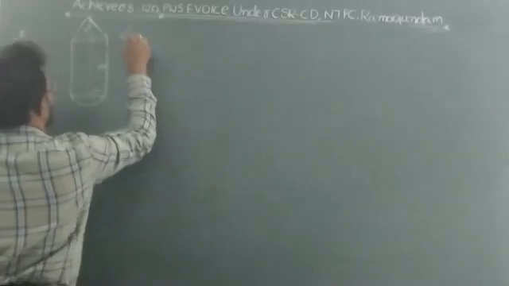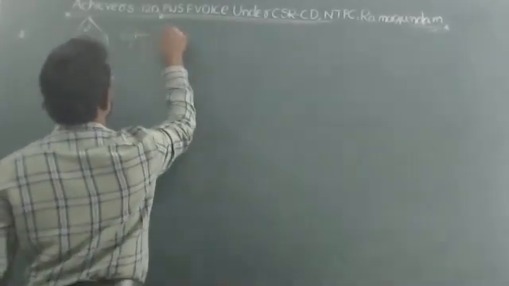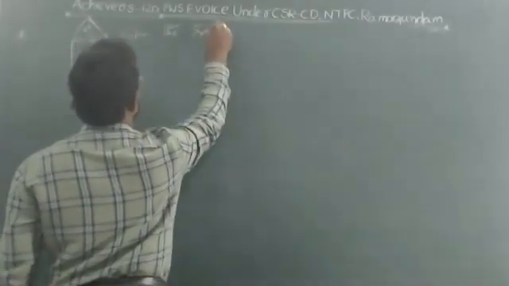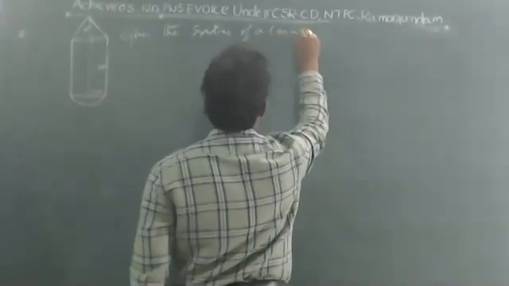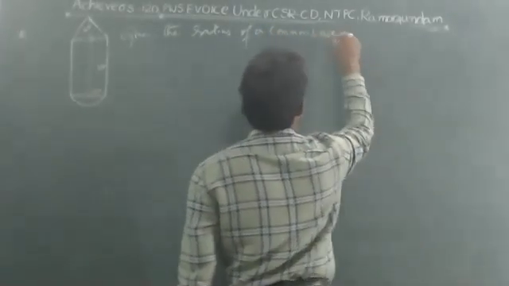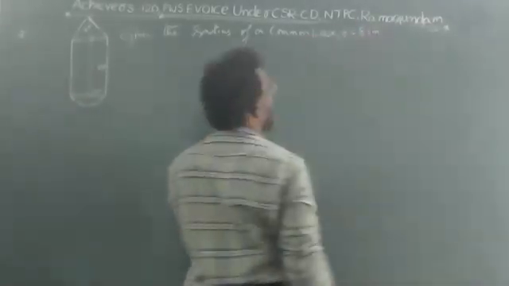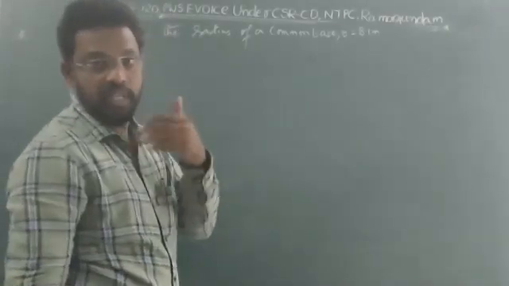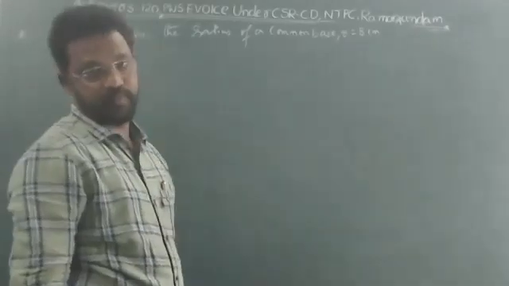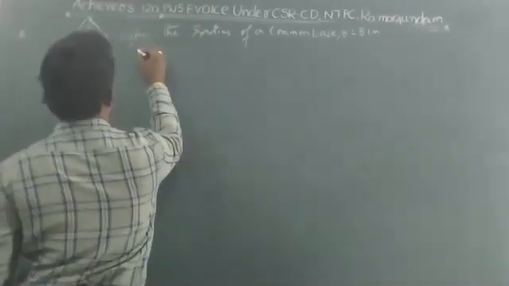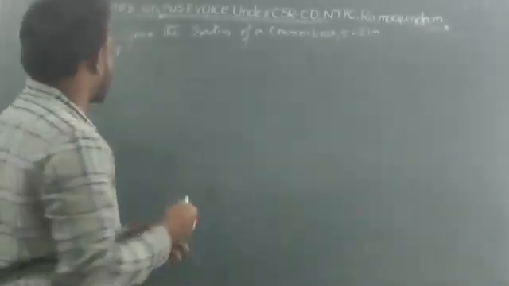Now, just write down what is given. The radius of a common base. What is the radius of the common base? 8 centimeters. Common base means the hemisphere covers it, the cylinder covers it, and also the cone. And the height. First write down the height.